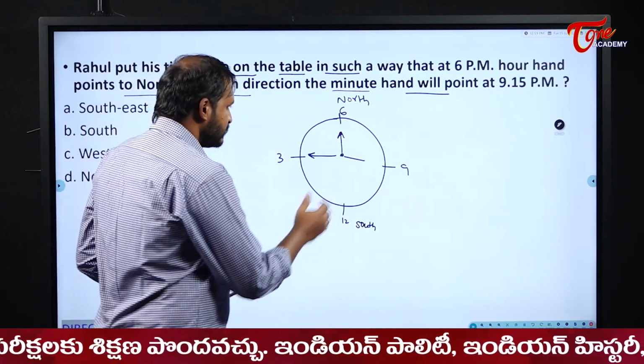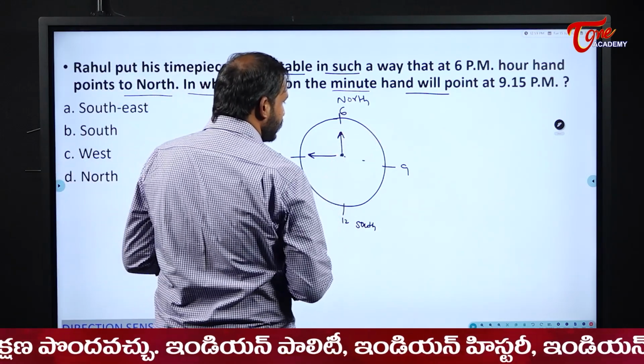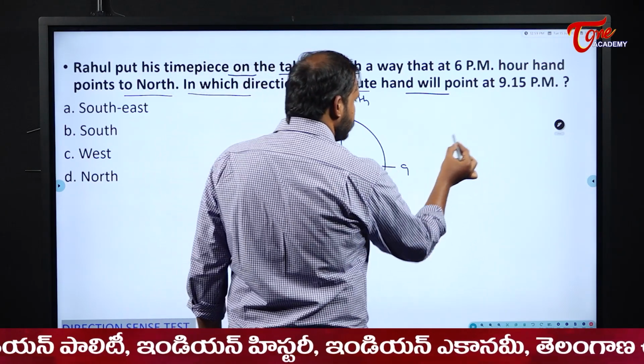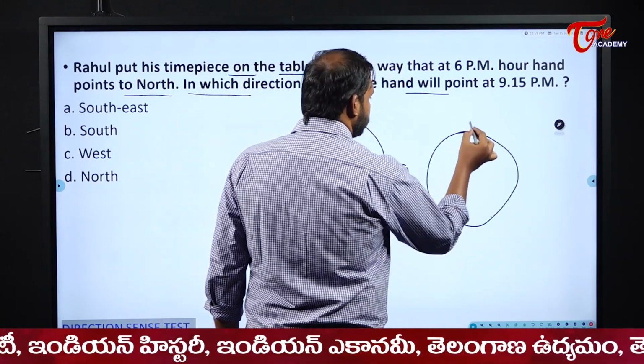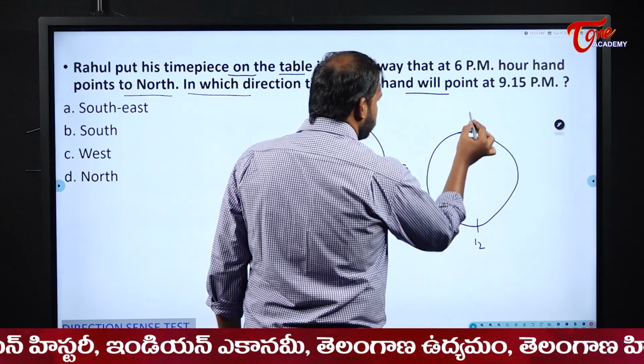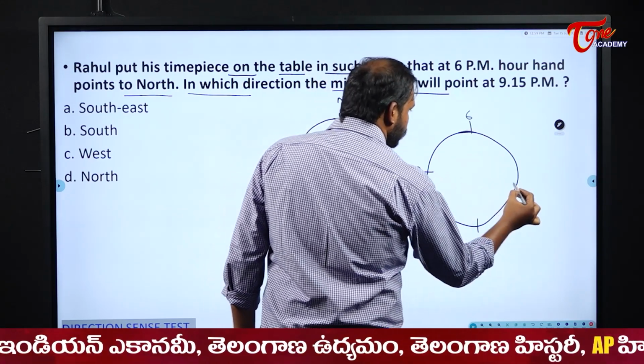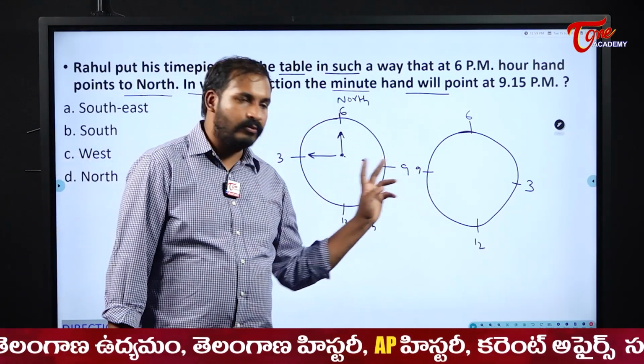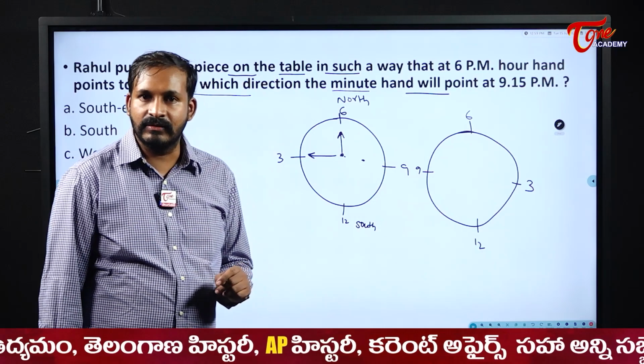Now see here, students. 9 can be here, right? 9 and 3 can be here. And please observe this one. There is also a chance for this one, right? Yes, sir. There definitely is a chance for both the cases.